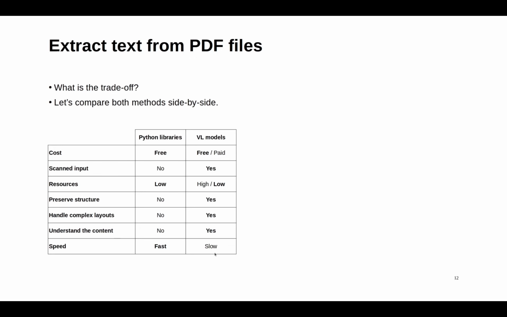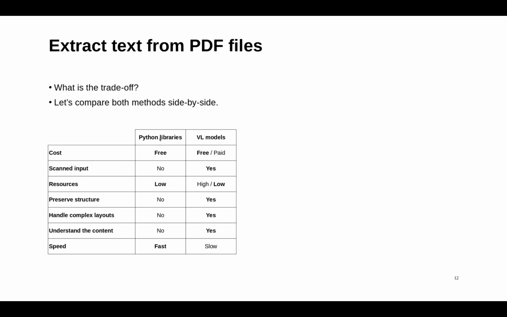However, models are slower than traditional libraries. Overall, VL models perform better, but it depends on your use case. If you are working with simple documents, use Python libraries.